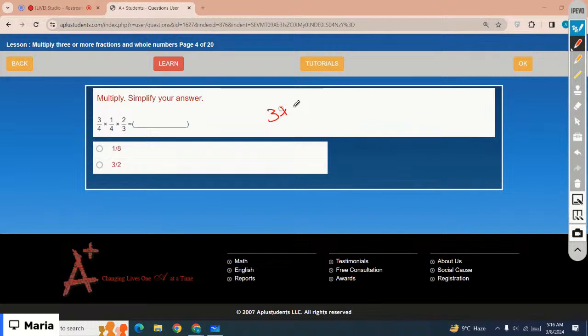So that is 3 times 1 times 2 divided by 4 times 4 times 3, right? So you can cancel out 3 and 3, because 3 times 1 is 3. So 2 times 1 is 2 and 4 times 4 is 16, right? You can divide them by the common factor 2 again. So 2 times 1 is 2 and 2 times 8 is 16. 1 over 8 is the correct option.